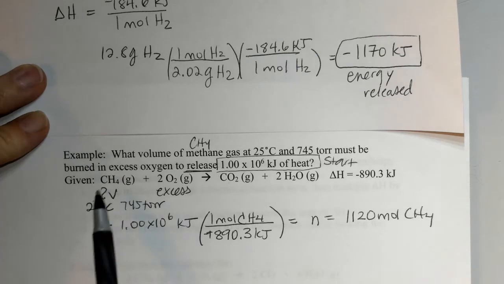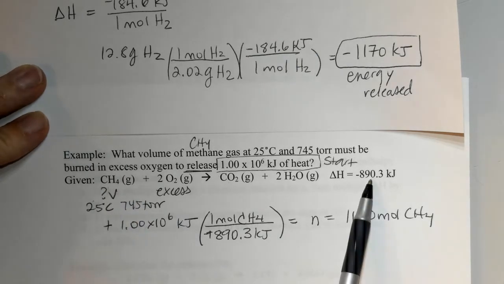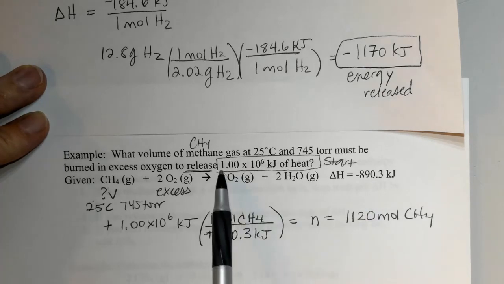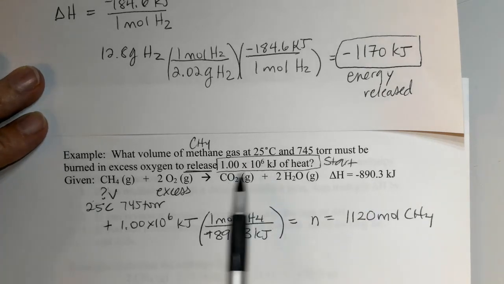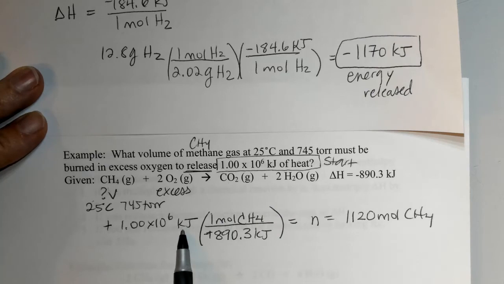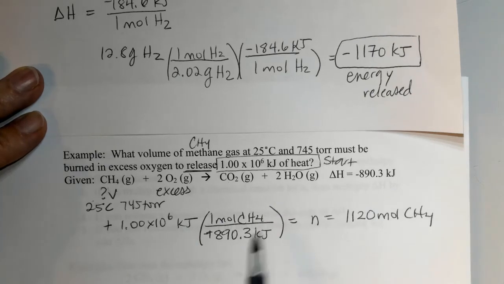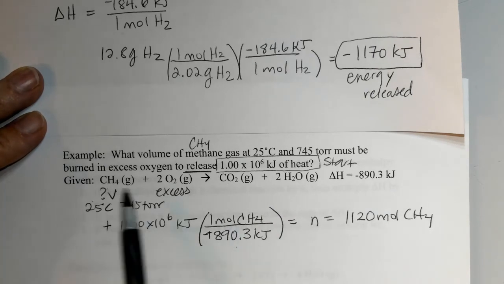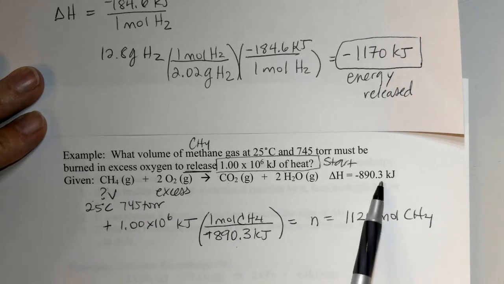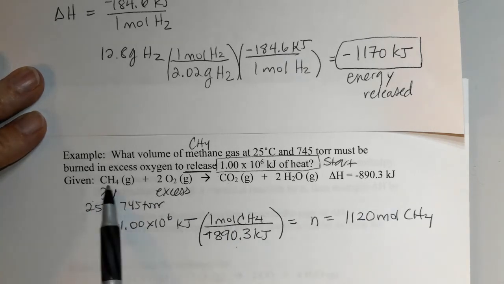So if 1 mole of methane releases 890 kilojoules, how many moles to release 1 times 10 to the 6 kilojoules? So we start with our energy measurement, use our enthalpy and relate it to moles of methane, because that's what we're looking at, the methane. So I get 890.3 kilojoules released for every 1 mole of methane.